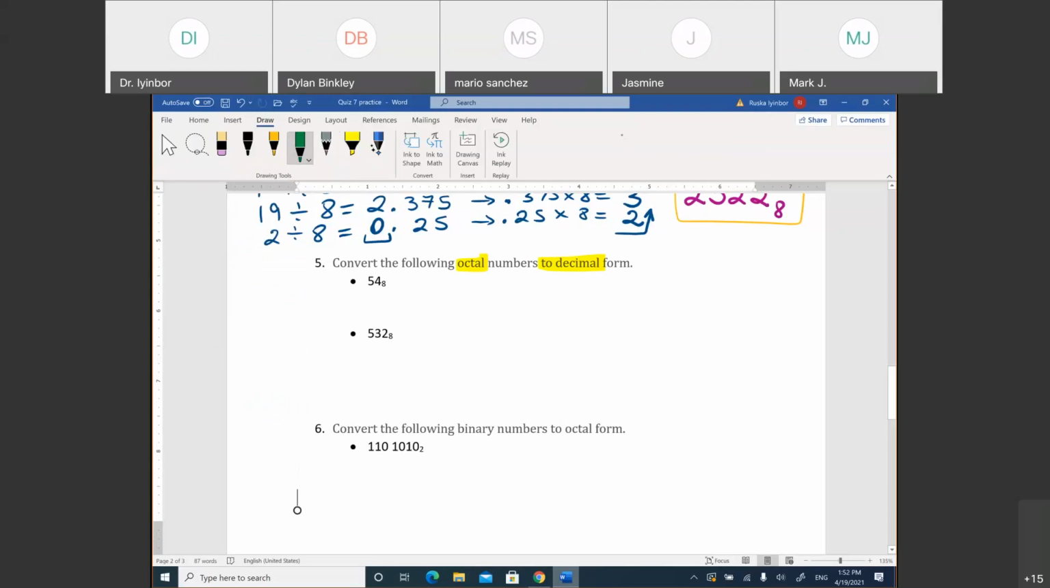So 4 is going to be in front of 8 to the 0, and 5 is going to be multiplied by 8 to the first. So 54 is going to expand as 5 times 8 to the first plus 4 times 8 to the 0. So I'm going to simplify that. 5 times 8 is 40, plus 8 to the 0 is 1, plus 4. It's going to be 44 decimal, so you're just going to keep it like this. 44. Okay? Any questions?